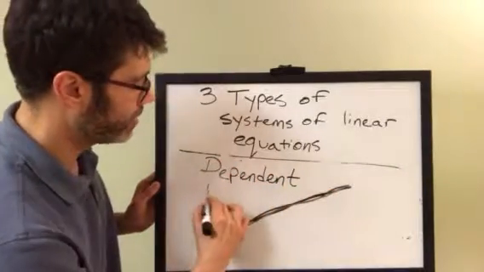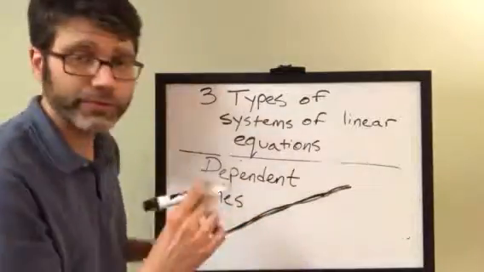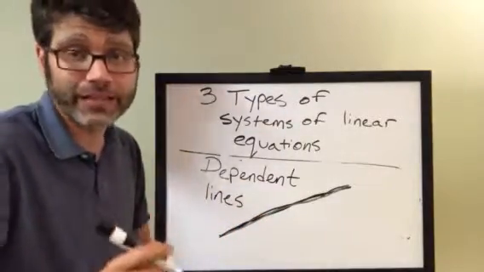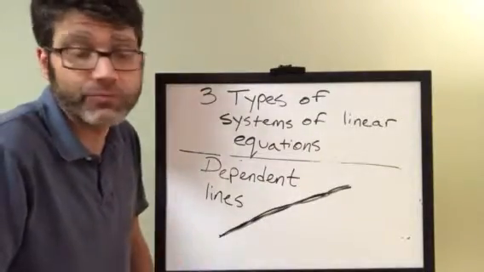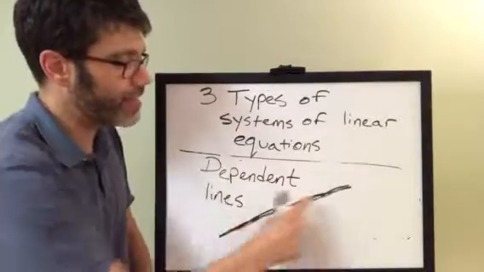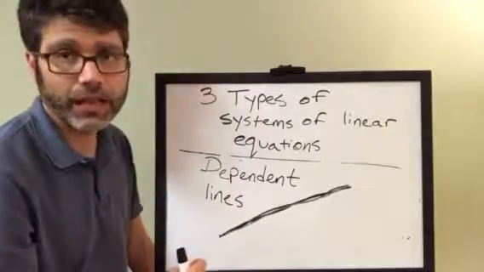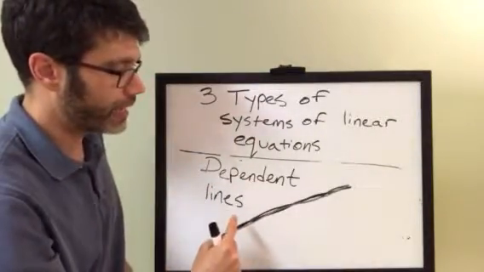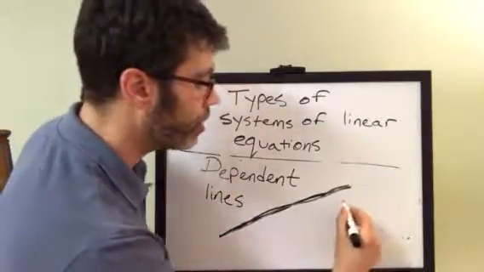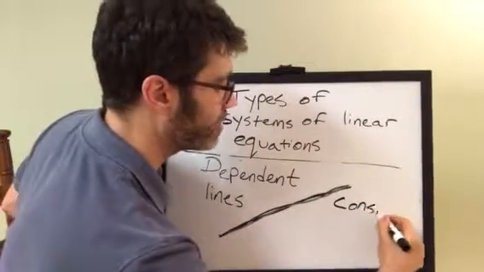Dependent lines. Remember, before we were talking about independent lines, lines that differ in some way, either slope or y-intercept or both. Here, dependent lines will be the exact same line, okay? All right, so we see that these are dependent lines. Now, these are also consistent lines.